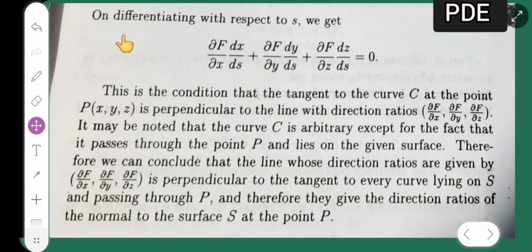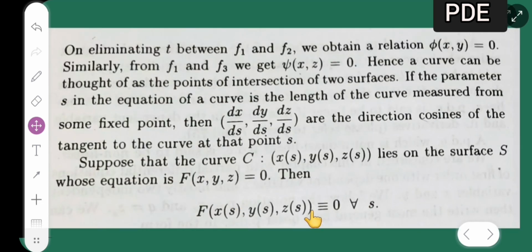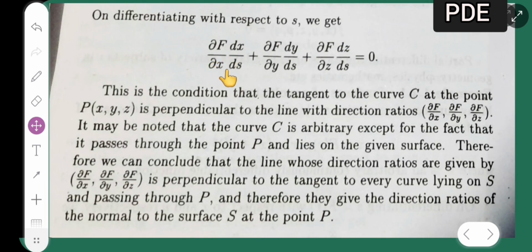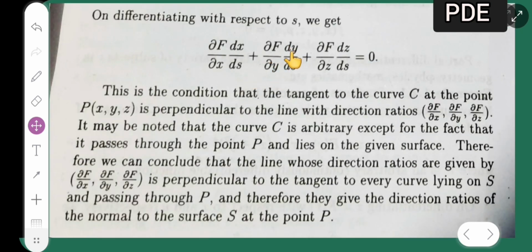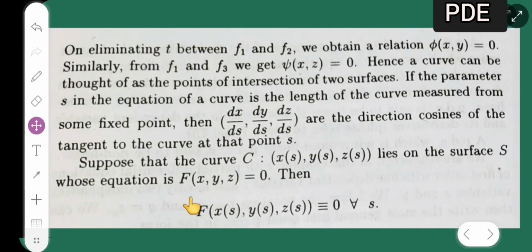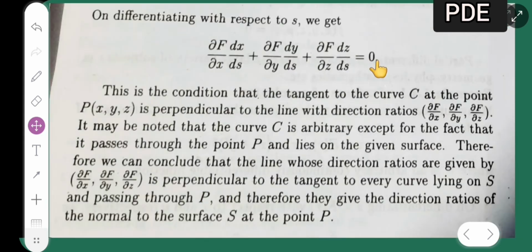Okay. Now on differentiating with respect to s, what will I get? Dou f by dou x into dx by ds, then dou f by dou y into dy by ds, plus dou f by dou z into dz by ds is equal to 0. Okay. So what I have done is, first I have taken this, then this, and then this one. I have differentiated this part and I got this, which is equal to 0.